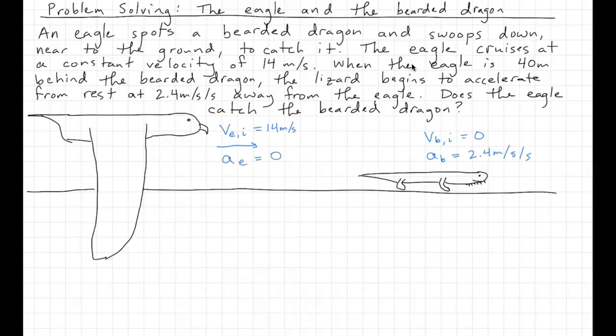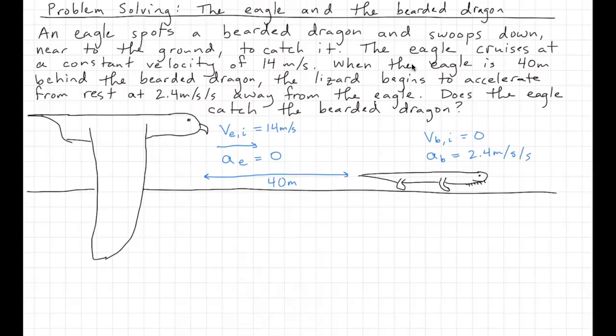And also the lizard has a head start. So in the picture that's drawn here, the distance between the eagle and the bearded dragon is 40 meters. That distance is 40 meters at the moment when the bearded dragon starts accelerating. So the reason why it's not obvious is because the eagle has some speed at the beginning of this problem and the lizard doesn't. So if the lizard doesn't move, obviously the eagle is going to catch it. But because the bearded dragon starts accelerating, it's possible that it starts moving fast enough, soon enough to get away from the eagle. And that's what we kind of want to figure out.